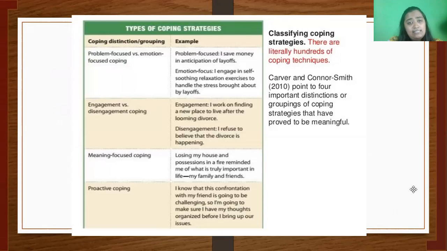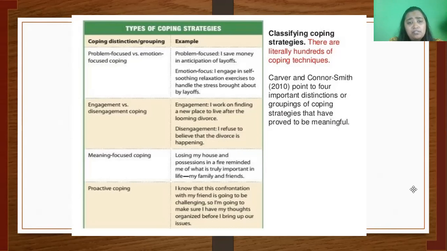Now, all this said, there are a lot of coping strategies available, even scientifically proven and tested ones, and there are hundreds of coping strategies or techniques for us. But here today, we will just look at a few. The ones that you see here on the screen were given by Carver and Connor-Smith in 2010. They came up with these distinct types: problem-focused, emotion-focused, engagement and disengagement coping, meaning-focused coping, and proactive coping.